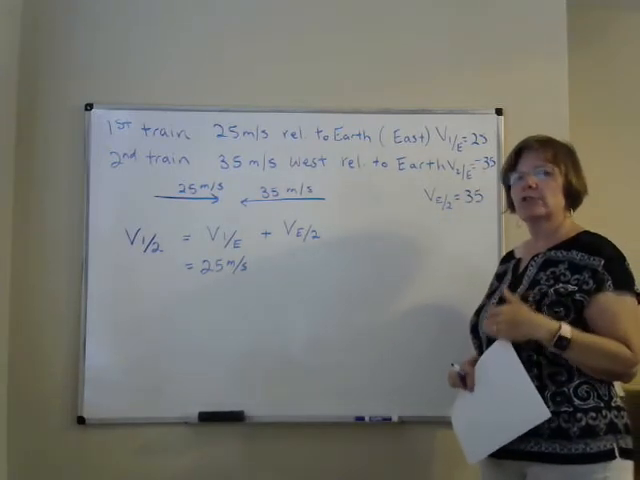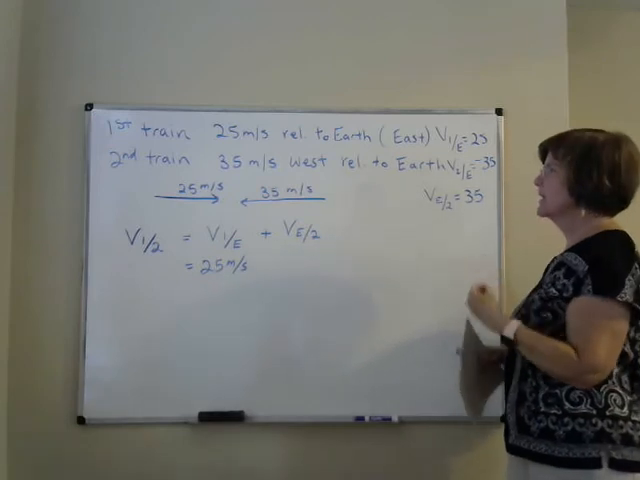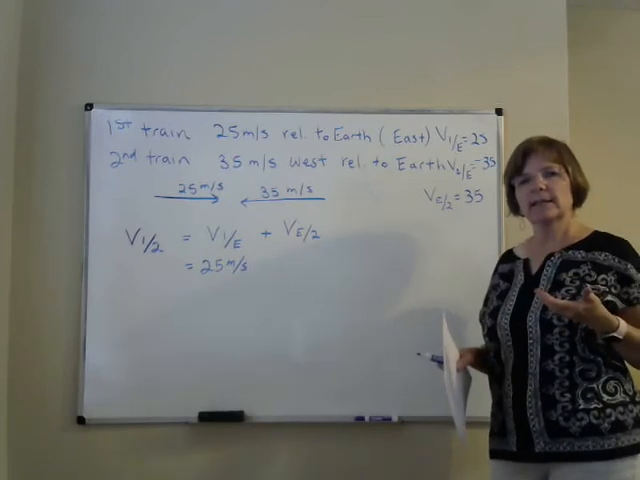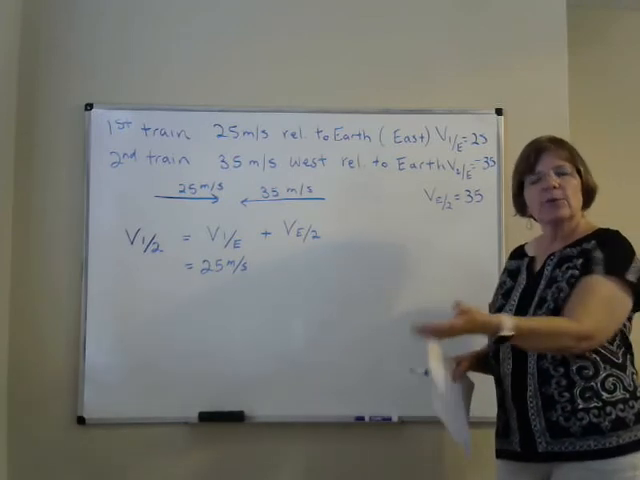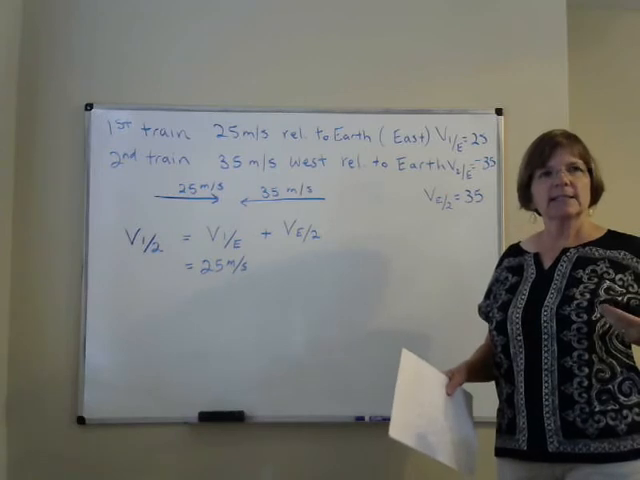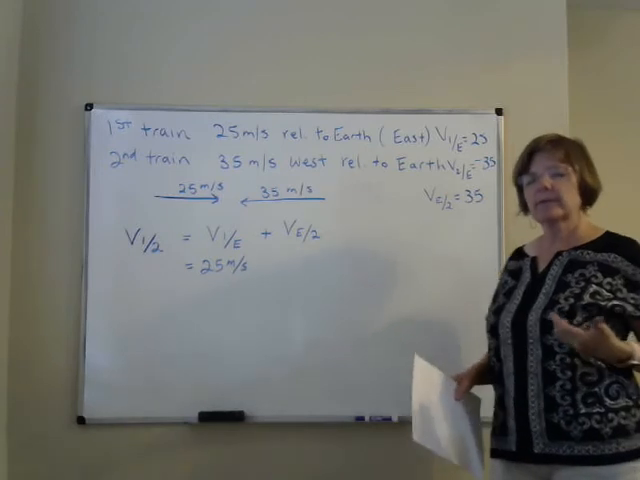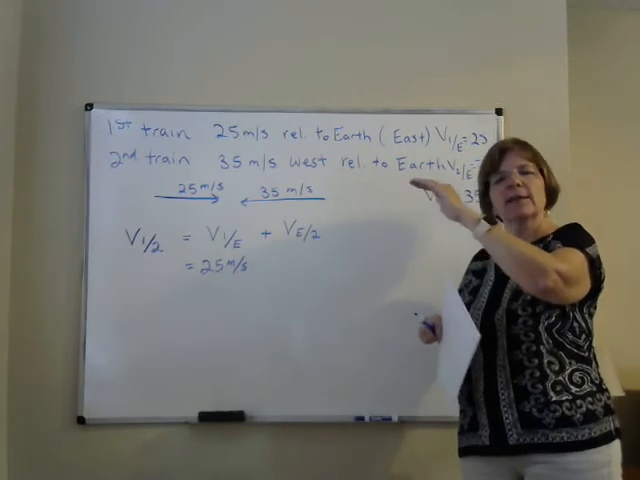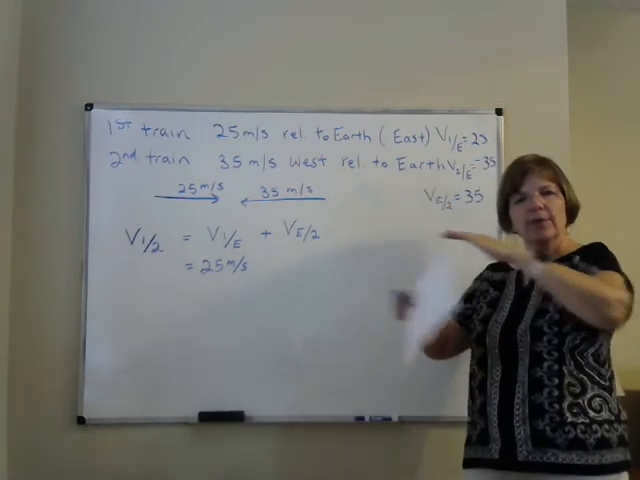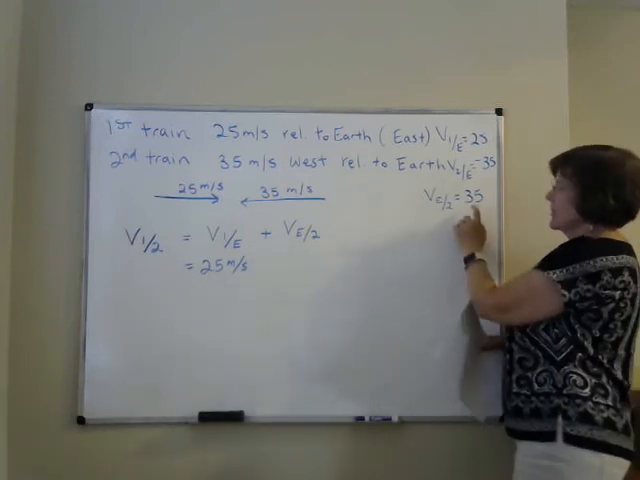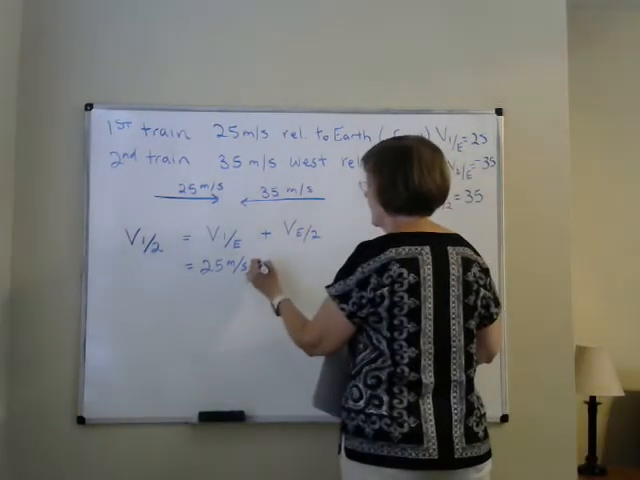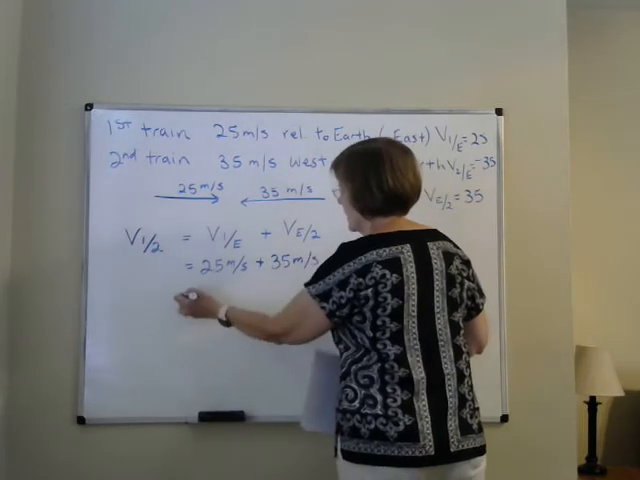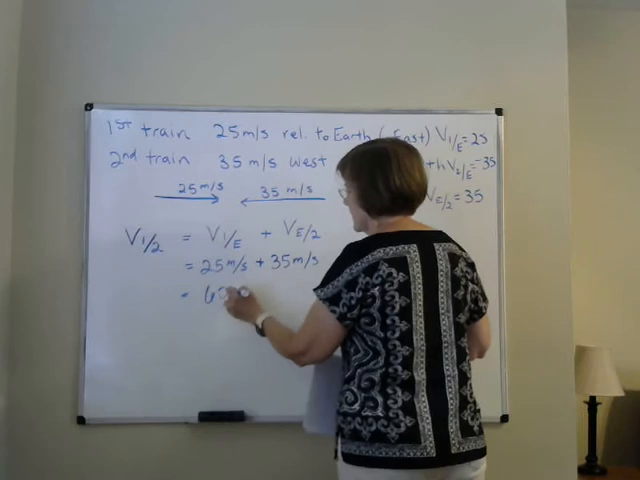Remember, all motion is relative. If we treat it like train 2 is stationary and the earth is moving underneath it, then the earth would be moving underneath it to the east. If the earth is still, the train is going west. But if we think the train is still, then the earth must be going east. Plus 35 meters per second is 60 meters per second.